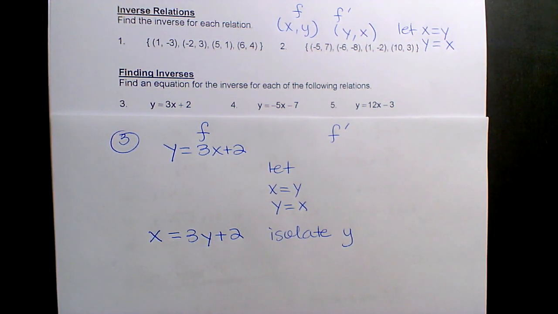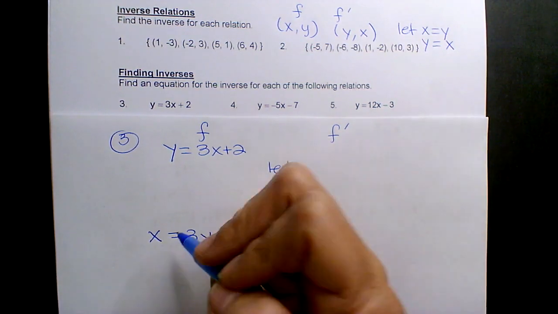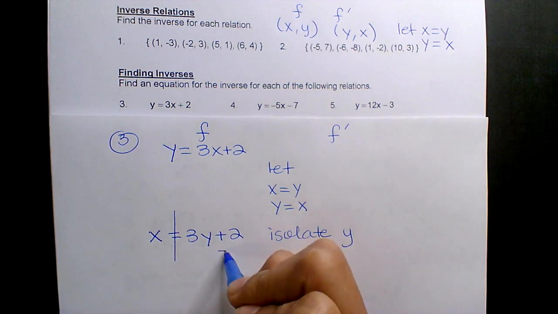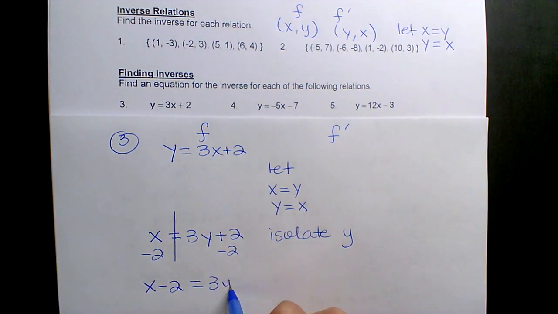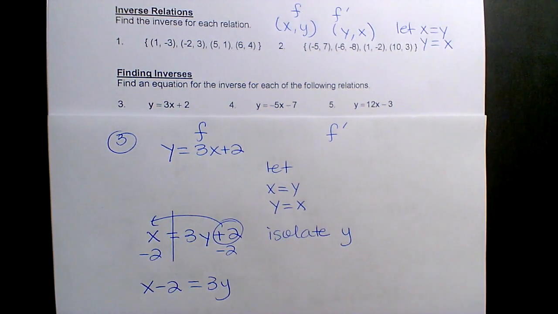So I have that positive 2. I'm going to inverse it by subtracting, and I'm going to take it to the left. And then after, I have the 3, which I'm going to inverse, which is divide, right? Okay. So here's my equal sign. I'm going to subtract 2. So I get x minus 2 is equal to 3y, right? You're just going to take it and move it over, right?